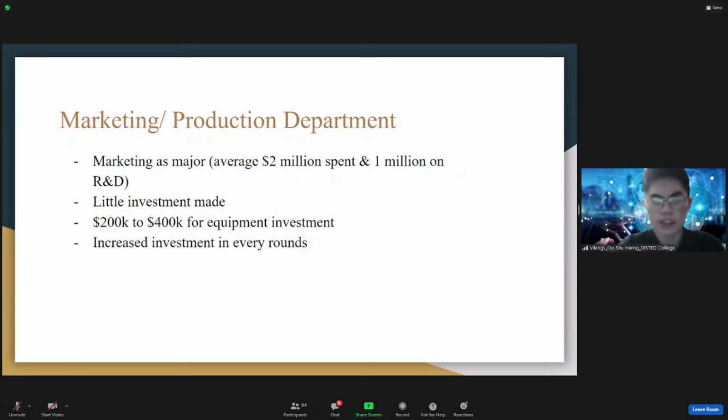The second one is the little investment made. It basically happened during the first round with the rationale of familiarizing ourselves with the market competitiveness. We need to understand and know what the competitors are going to do next.